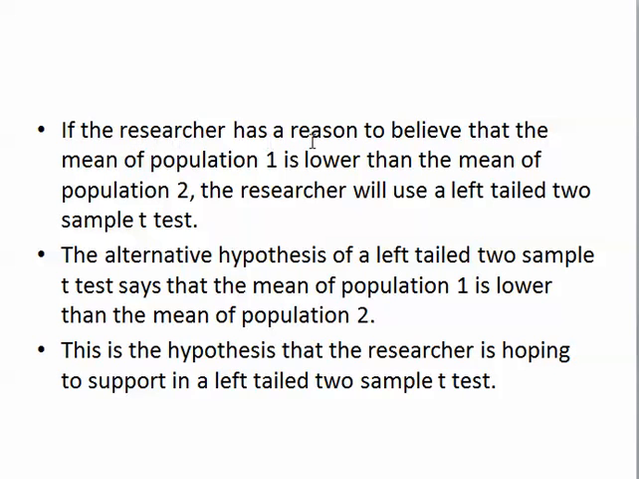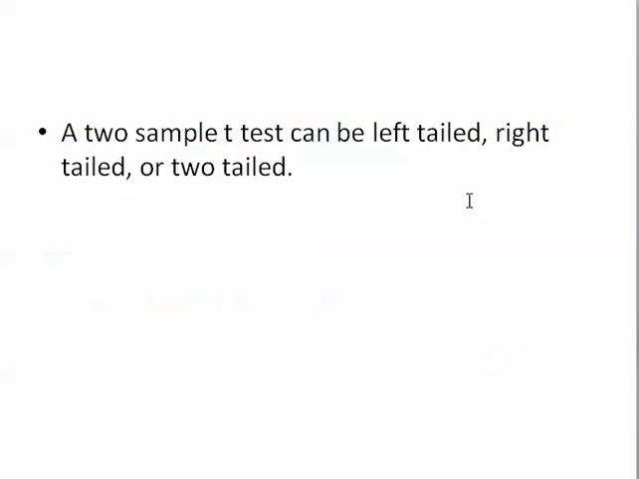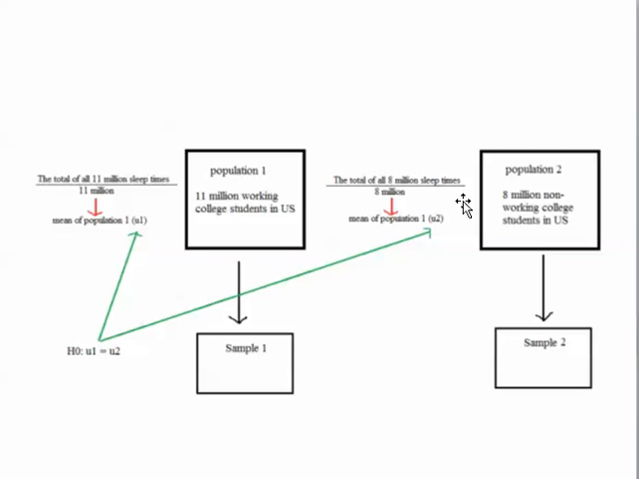If the researcher has a reason to believe that the mean of population 1 is lower than the mean of population 2, the researcher will use something called a left-tailed two-sample t-test. For example, if I'm thinking that the mean hours slept per night by working college students is lower than the mean hours slept per night by non-working college students, I would use a left-tailed test.